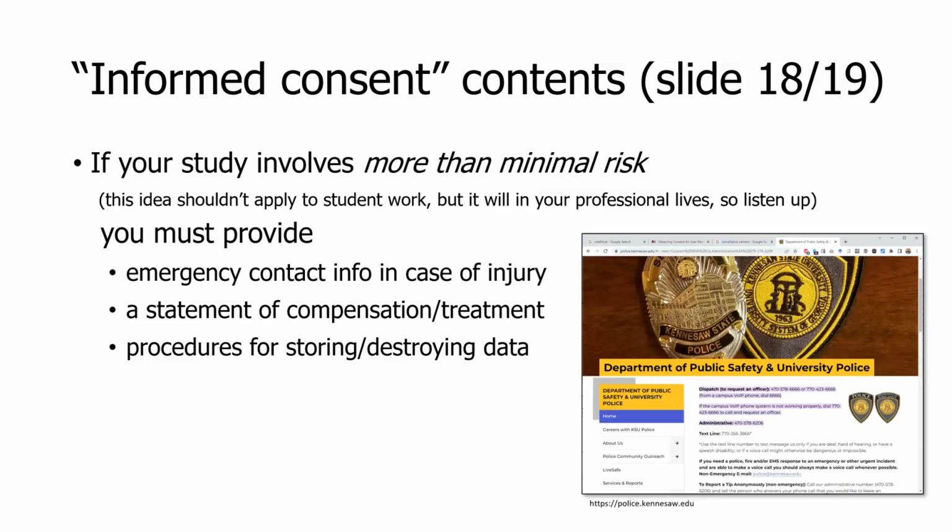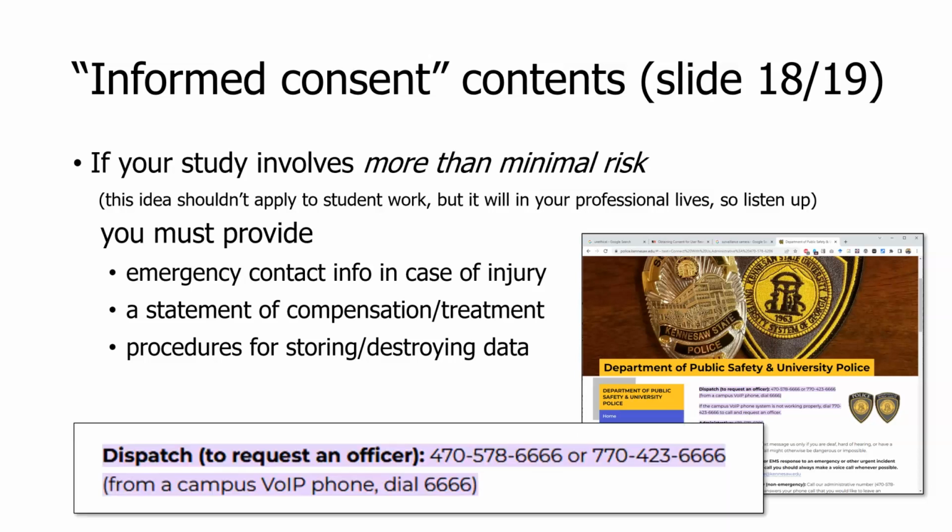Consider if you're going to do something like this for Kennesaw State, you'd want to link to the Kennesaw website. You would also want to provide the phone number for the police. And by the way, the Kennesaw police are at 470-578-6666. Please do not call 911. 911 will go to an outside switchboard, and then they'll have to call our police department. So if something really goes wrong, call 6666, not 911.